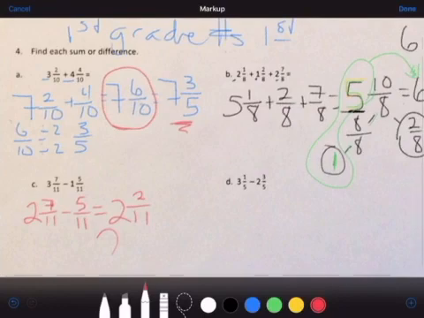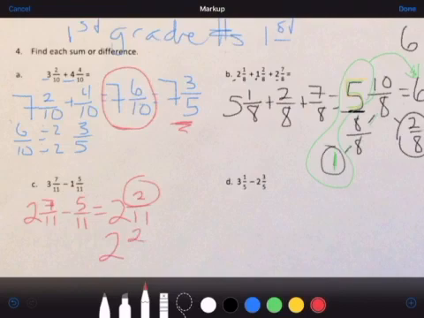I'm not liking my 2. Whoa. Hello. This 2, I'm a little worried about how it's written, so I'm going to try to write it even nicer so my teacher definitely gives me credit, right? So 2 and 2/11. Now let's go on to D.